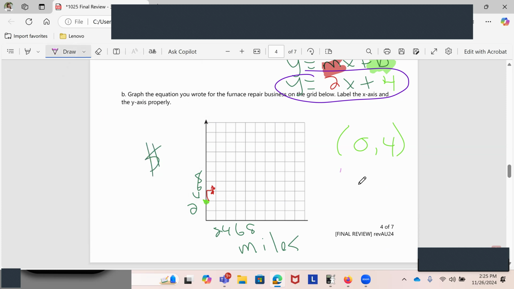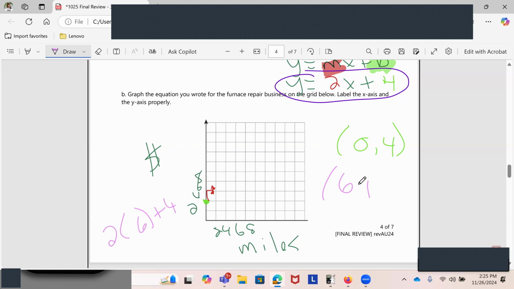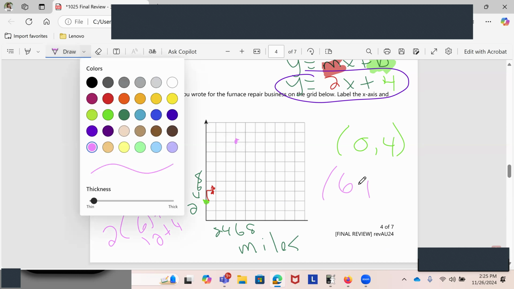I can say, all right, if I'm going 5 miles, let's not do 5. I'm going up by even numbers. Let's do 6 miles. You would plug it into the equation. 2 times 6 plus 4. 12 plus 4 is 16. So 6 miles is going to be 16. 2, 4, 6, 8, 10, 12, 14, 16. That may be a little bit easier. And then connect them with a line.